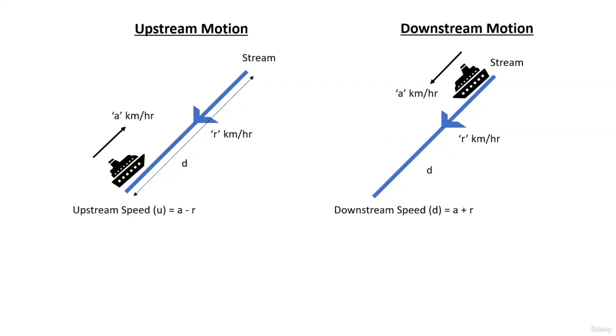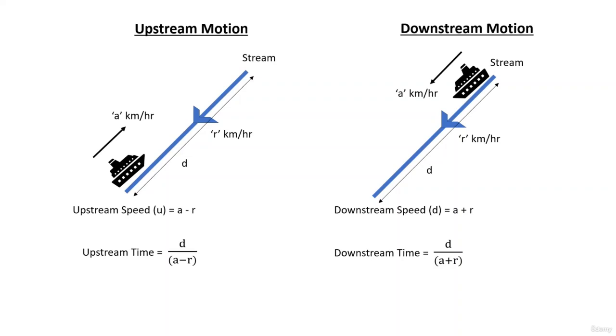Now if you take a distance d, you can always calculate the time for the upstream movement and the time for the downstream movement. The time is nothing but distance divided by the speed. So for the upstream motion, the time is distance d upon speed a minus r, and for the downstream motion, again the time is distance d divided by a plus r.